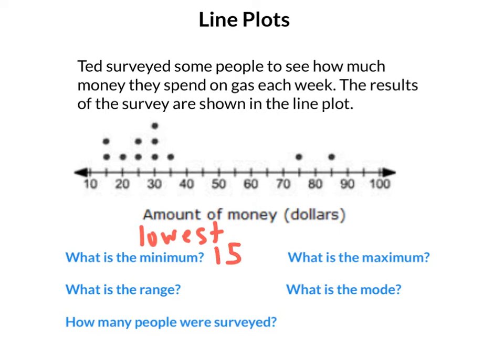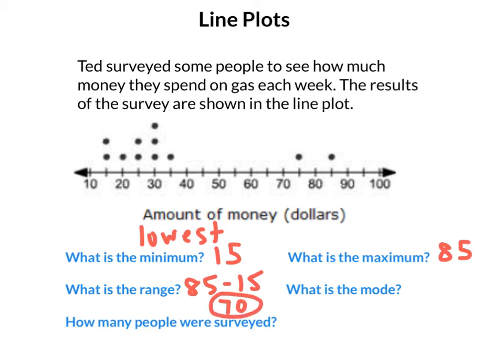Our maximum is the largest number. So that largest number is that final dot, so it's at 85. So 85. The range is the difference between the highest and the lowest, and we saw that was 85 minus 15. So our range is going to be 70.